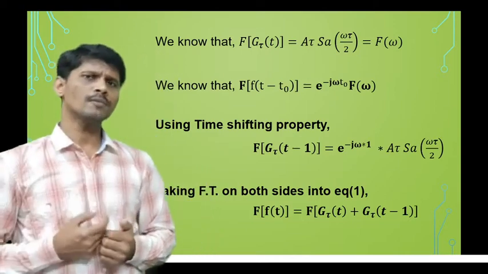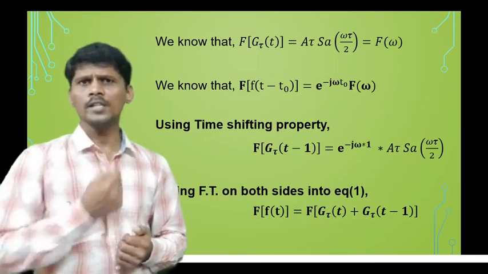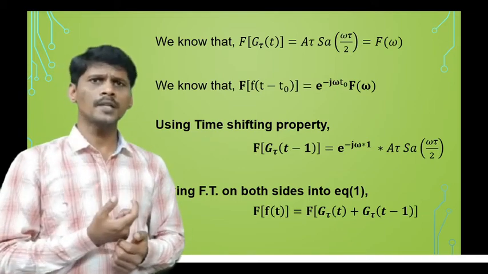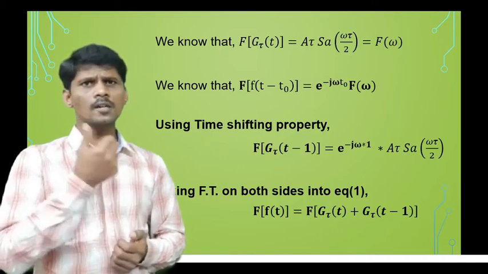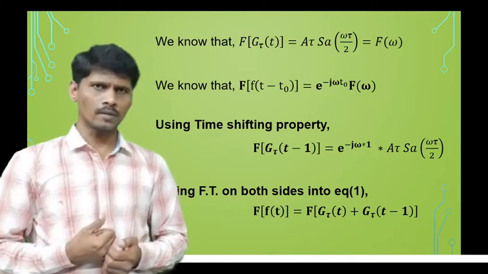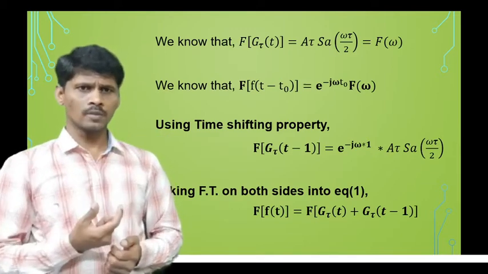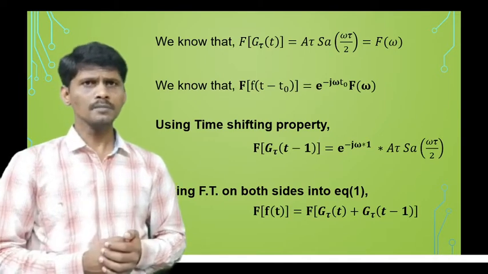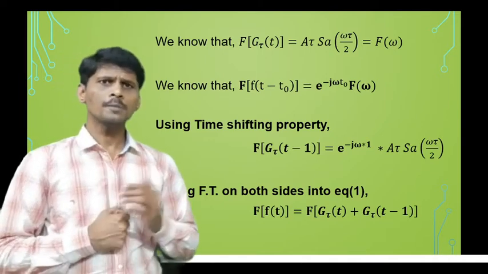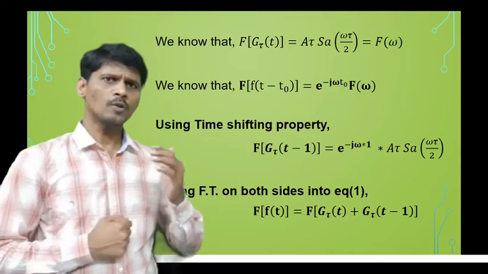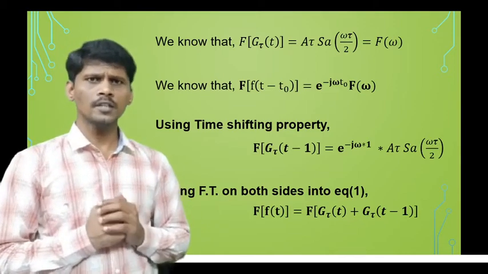In the first waveform, what is the amplitude? Amplitude A is equal to 1. And what is the time period? In the first waveform, the limits are minus 1 to plus 1, so the time period tau is 1 minus of minus 1. Tau is equal to 2. And what is the second term? The shifted version of the gate function. How do we calculate the shifted version of the gate function?